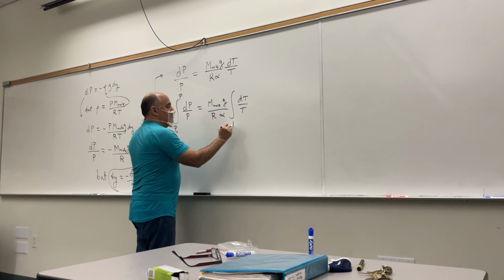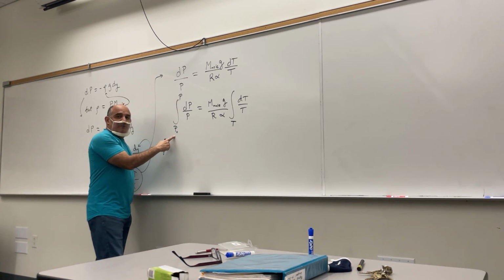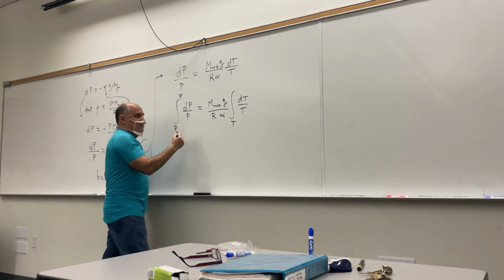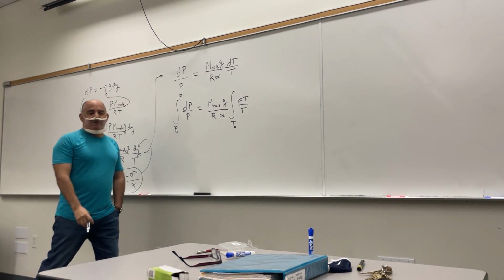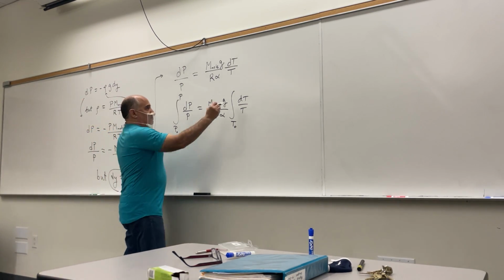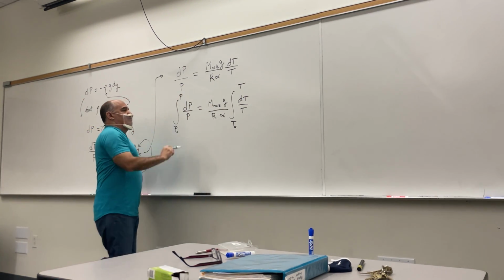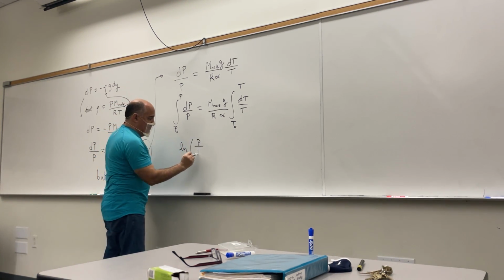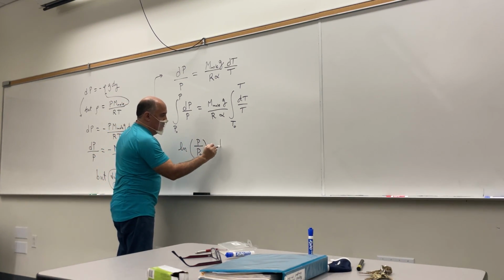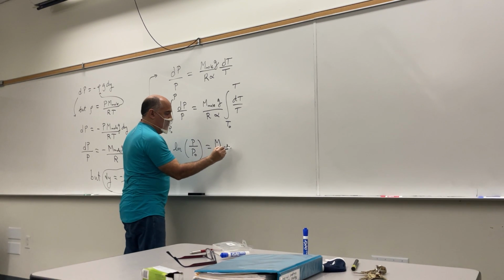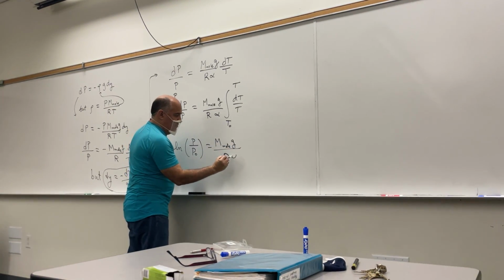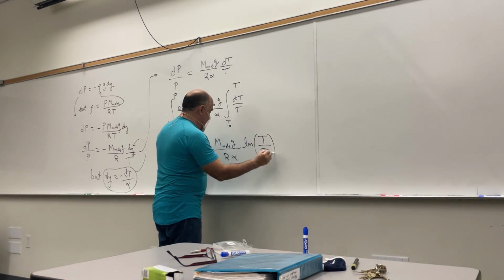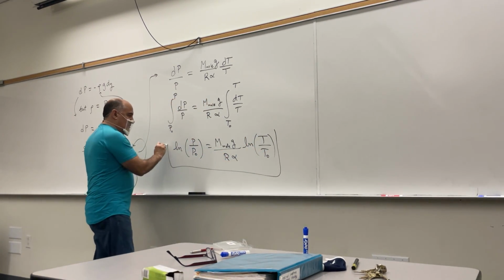So this would be the temperature that matches this pressure, or the temperature at the location where the pressure is P sub 0, and that would be the temperature at ground level. And this is the temperature at the location where the pressure is P. So this is just the natural log of P over P naught, when you do that integral. And this is the natural log of T over T naught. So you can write the relationship between them like this.